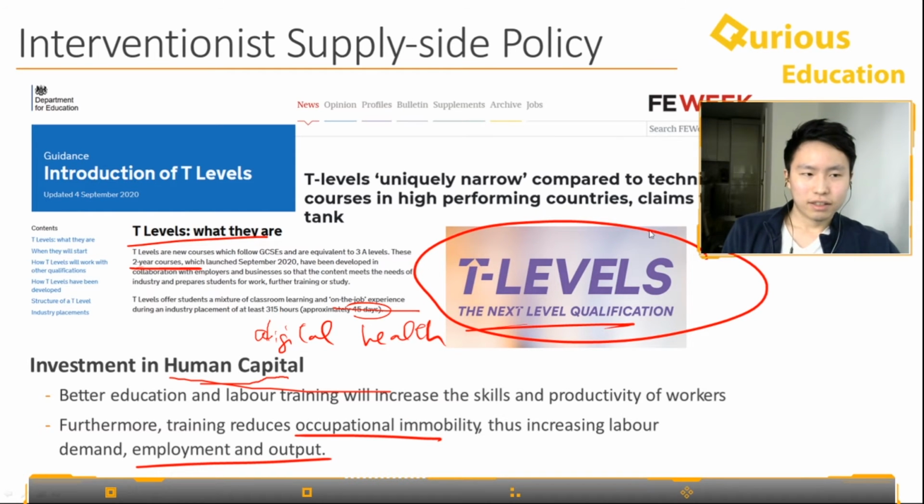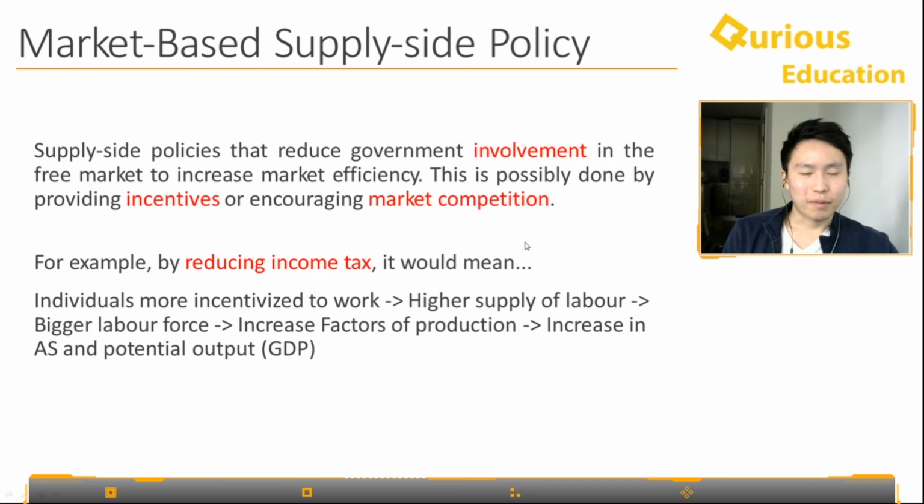Okay. And of course, there are criticisms for T levels as well, which you can look up if you are interested in abandoning your A levels and switching to T levels. Okay, so that's mainly it for interventionist supply side policy. And now let's look at market-based supply side policy.